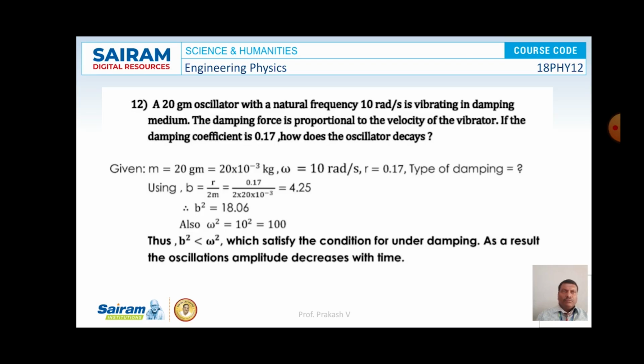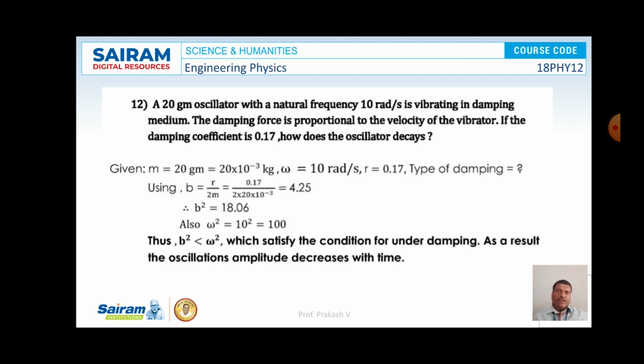A 20-gram oscillator with a natural frequency 10 radians per second is vibrating in a damping medium. The damping force is proportional to the velocity of the vibrator. If the damping coefficient is 0.17, how does the oscillator decay?